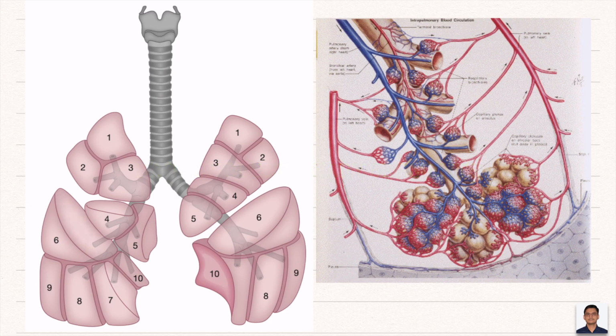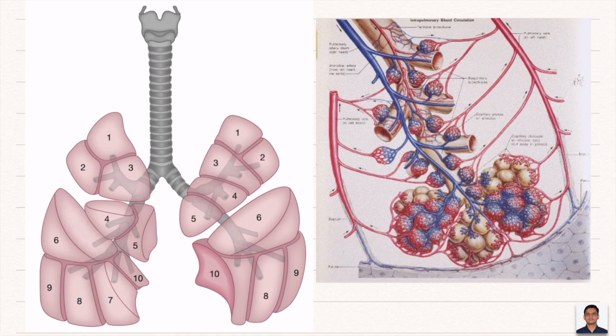Bronchopulmonary segments are the smallest independent units of the lung tissue that can be surgically resected without affecting the function of adjacent segments. Each segment is pyramidal in shape with its apex directed towards the hilum of the lung and base faces the pleural surface.